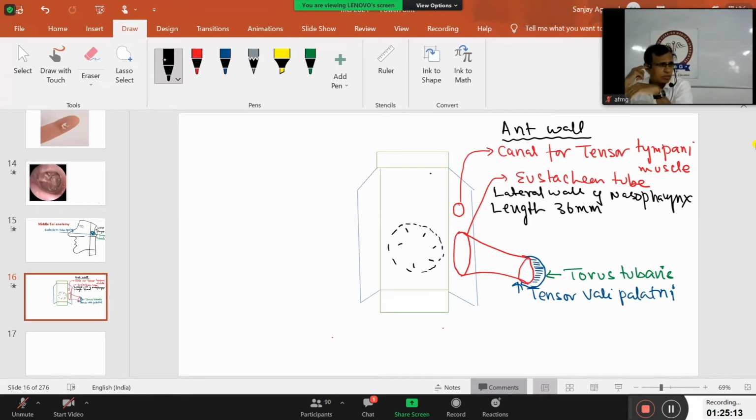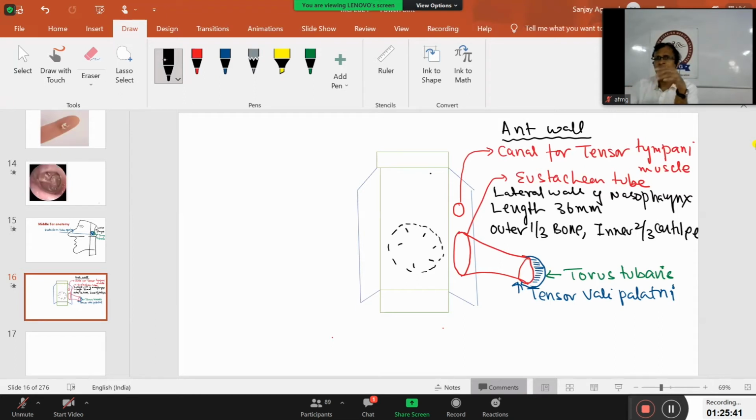Canal is made up of what? Cartilage and bone. Which is cartilage, which is bone? Outer 1/3 is cartilage and inner 2/3 is bone. This is opposite. This is opposite. Outer 1/3 is bone and inner 2/3 is cartilage.